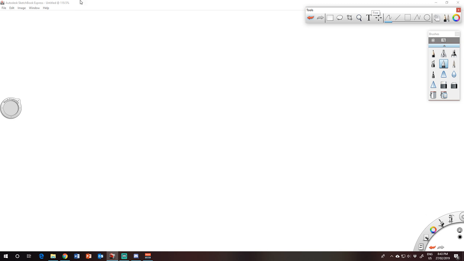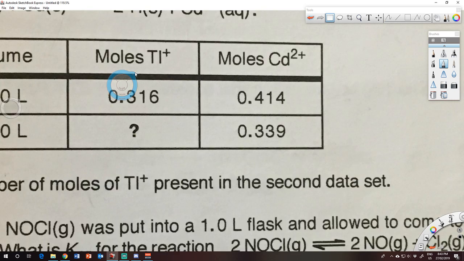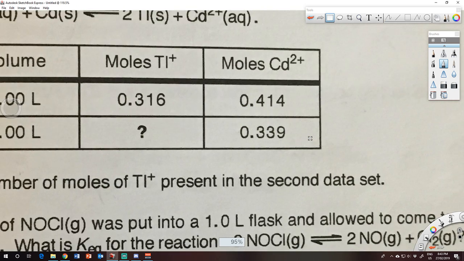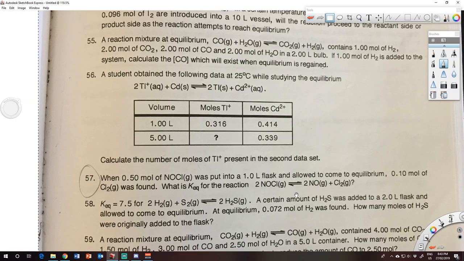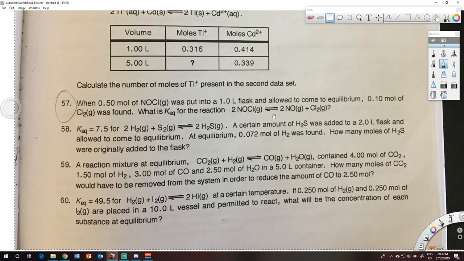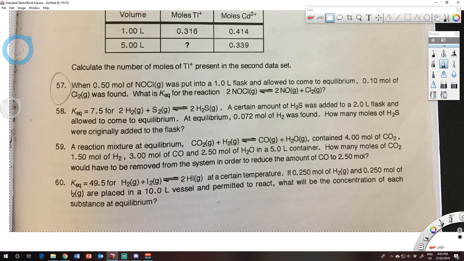Alright, okay, let's look for another problem to work on. Alright, so that was 57. 0.5 moles of NaCl put into a flask, allowed to come to equilibrium. Moles of Cl2 found. What is KEQ? That one seems simple. Do that one.